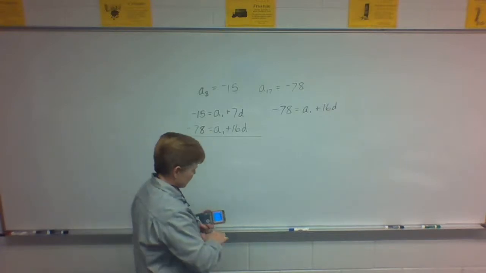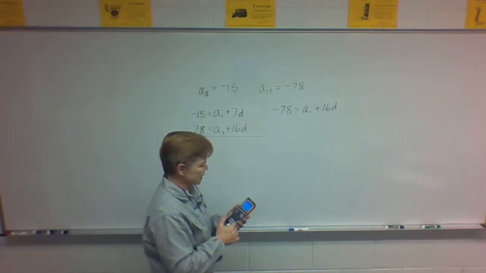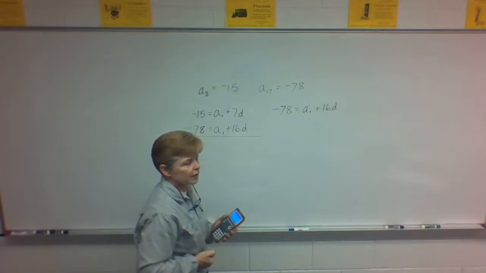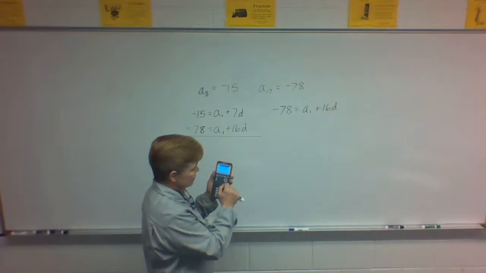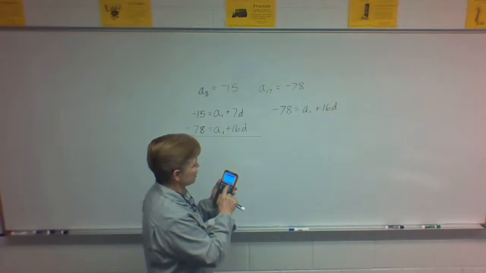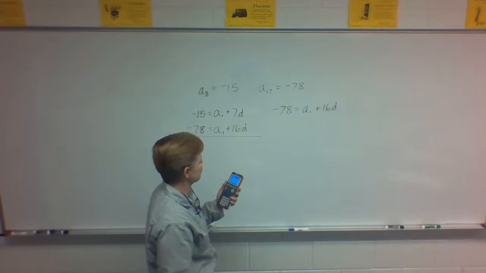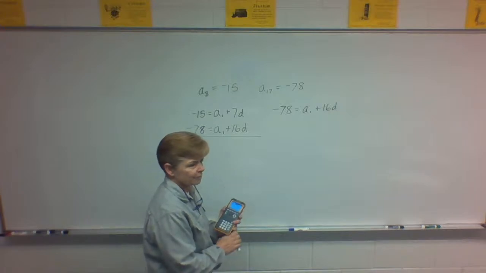Okay. And if you hit enter after the negative 78, Grace was doing this with me yesterday. She forgot to hit enter. You have to hit enter so that it actually says negative 78 there. You got to hit enter, because if you don't hit enter, it won't put that one in there. Then hit solve, and we get 34 and negative 7.